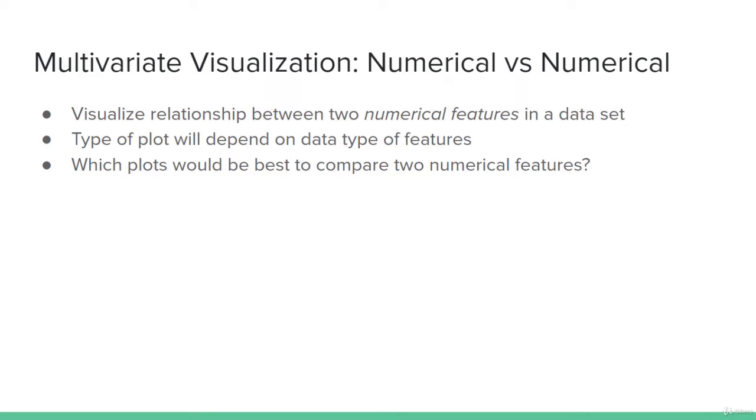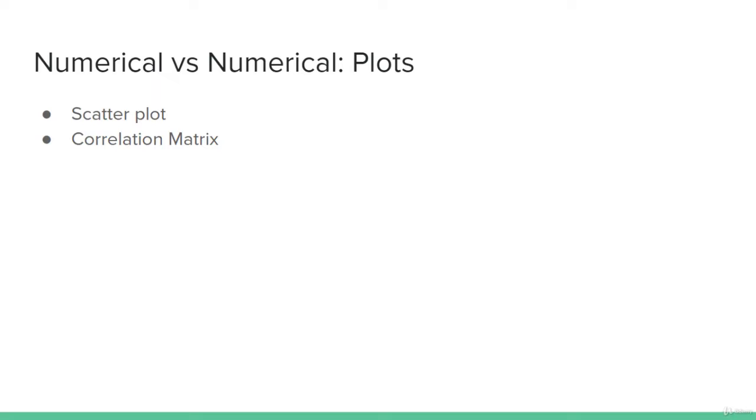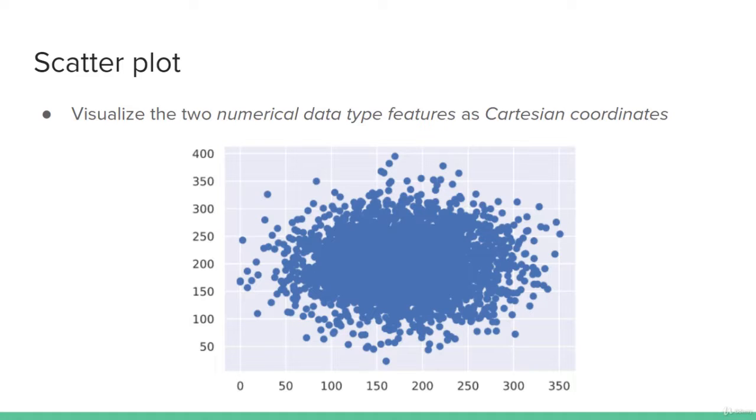So the multivariate visualization: we're going to take two variables and visualize them against each other, and we have numerical versus numerical. The question is which plots would be best to compare two numerical features. So we have scatter plot and correlation matrix. Scatter plot is just the Cartesian coordinates of each value represented on a plane of x and y axis, and we can further analyze it to identify patterns in this plot.